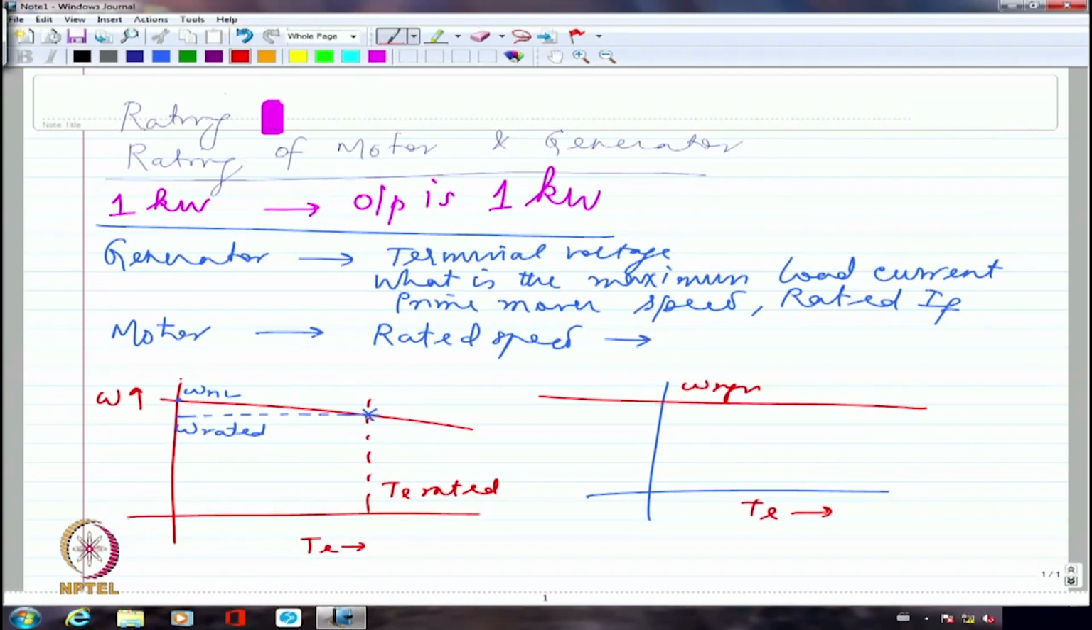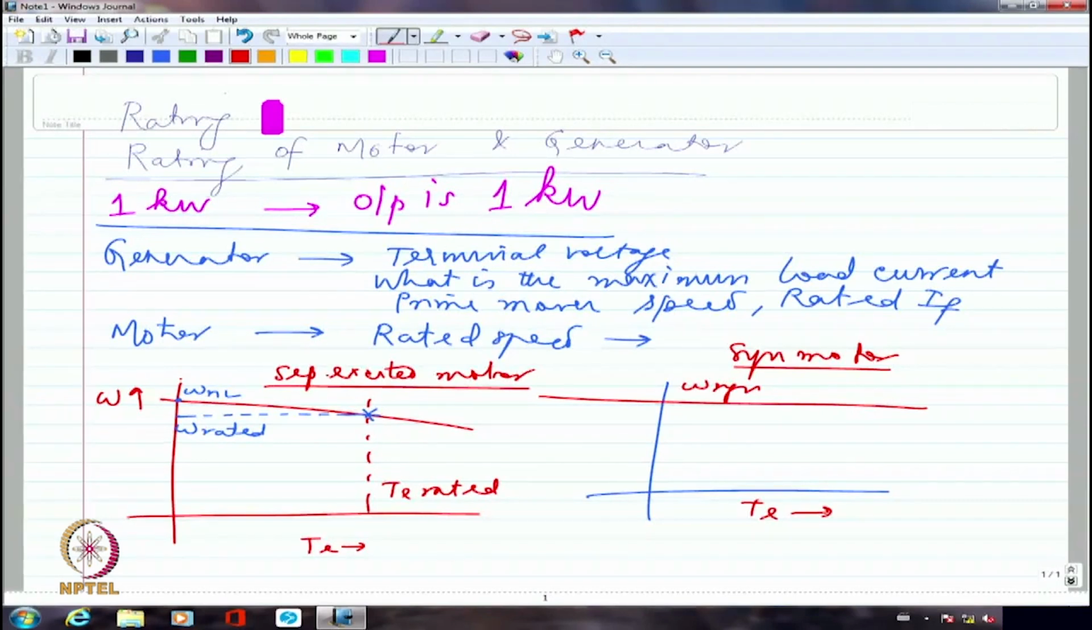This is how the synchronous motor will be. So this is your synchronous motor characteristics, whereas this is separately excited or shunt motor characteristics, right? So in the motor, what we specify as electrical quantities will be the voltage I am applying, that is VA or V in general, and what is the maximum line current the machine can draw, which will consist of both armature current and field current if it is a shunt machine, right?